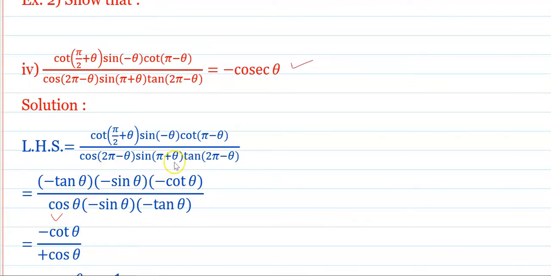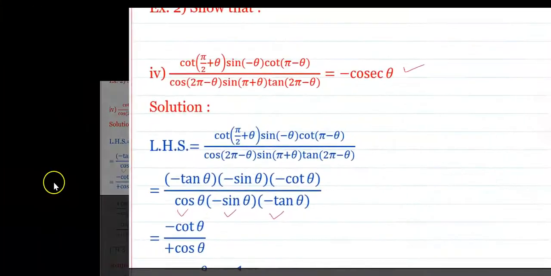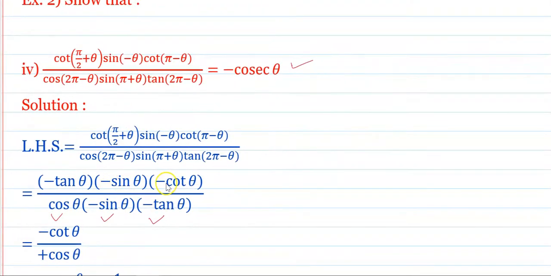Sin(π + θ) is again in the third quadrant. The function remains as it is. It has a negative sign, and hence it is −sin θ. Tan(2π − θ) is again in the fourth quadrant. Tan is negative in the fourth quadrant, and here, since it is an integral multiple of π, the function remains as it is, and hence it is −tan θ. Now these three minuses together become minus in the numerator, and in the denominator minus and minus make plus. Again minus upon plus, overall you will get minus.